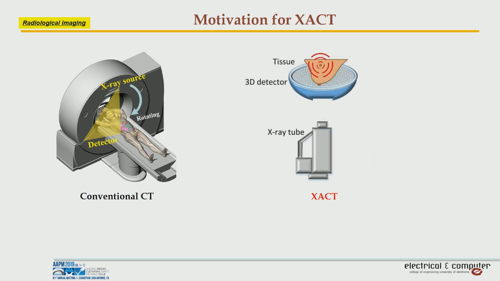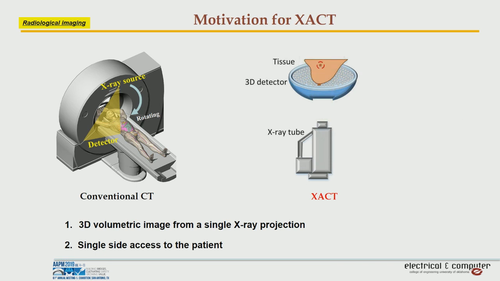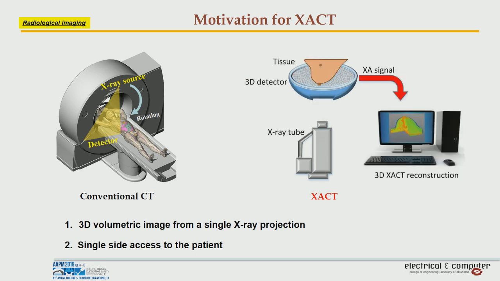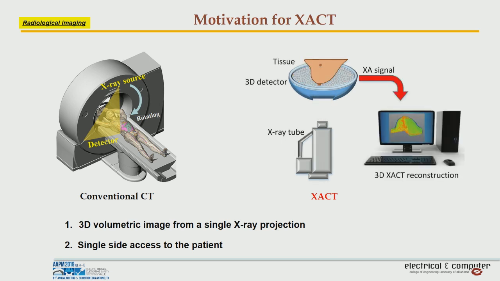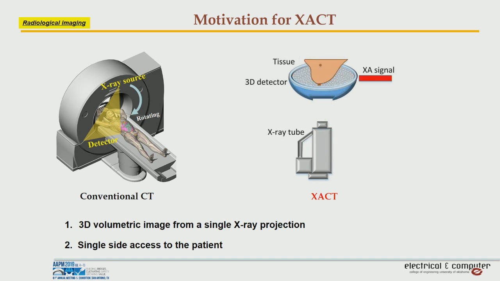Another advantage is that there are some engineering advantages. Think about CT: you have to put the patient or the sample in the middle of the X-ray source and the detector, so sometimes you have limited access to the patient or sample. But in X-ACT, you have the X-ray source and ultrasound detection on the same side. So it's single-side access to the patient or sample. Eventually, we can make a portable probe, just like what ultrasound is doing now in the clinic, moving around on the surface of the patient.